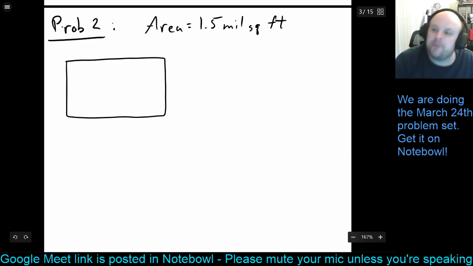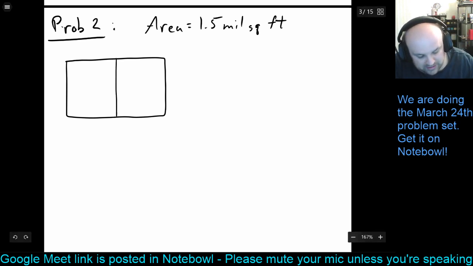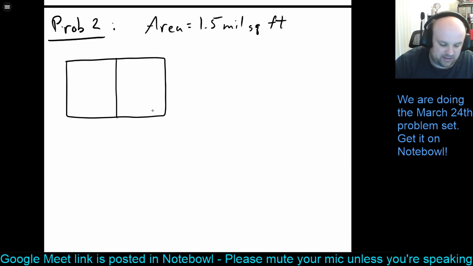Right? But then we want to divide it in half with another fence parallel to one of these fences. In other words, we may as well draw it vertically here, because we're just making a picture. So we're essentially looking at building 2 adjacent rectangles next to each other.